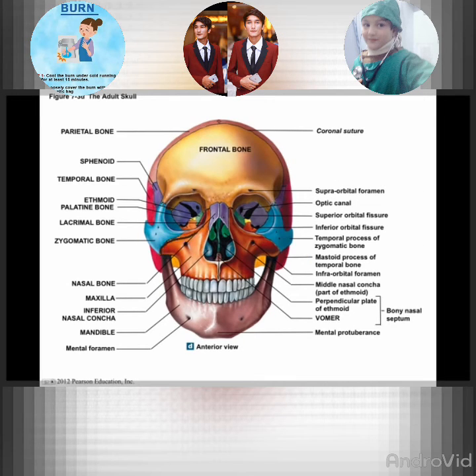Here are the maxillary bones. Here is the mandible. Here we see the nasal bones. Here's the zygomatic bone, and we see the zygomatic bone also makes up part of this orbit in which the eye sits, which is called the bony orbit. And here is the lacrimal bone inside the orbit.